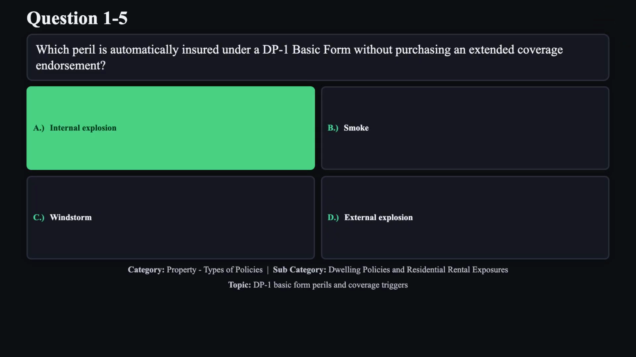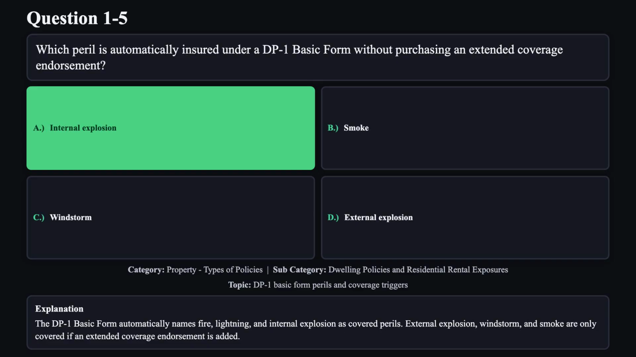The correct answer is A. The DP1 basic form automatically names fire, lightning, and internal explosion as covered perils. External explosion, windstorm, and smoke are only covered if an extended coverage endorsement is added.